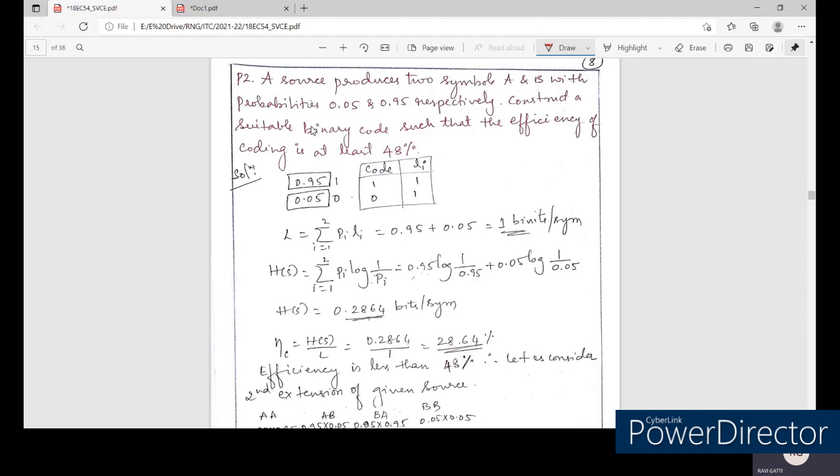In the last class, we started with solving a problem which is related to Shannon-Fano encoding algorithm. Today we are going to continue with a few more examples. Okay, so let us try to solve this example.